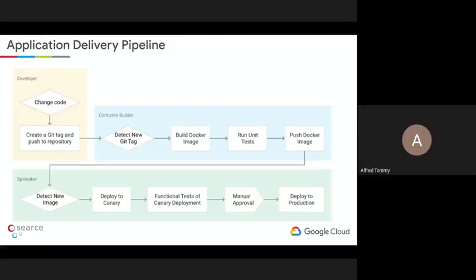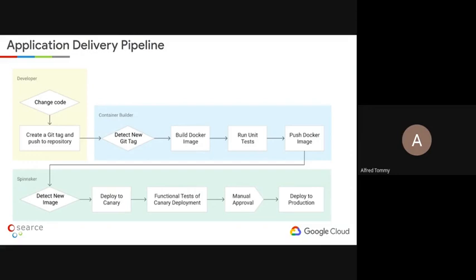Thanks, Ignacio. Leading off from where Ignacio concluded his session, I'm going to talk about a generic application delivery pipeline. What are the steps involved in your application when it goes from conception and development all the way to delivery to production? So here's a sample application delivery pipeline. Your developer is working on the application, he makes some changes to the code, and then he pushes those changes to the Git repository or any source code repository. He creates a new Git tag and pushes it to the repository.